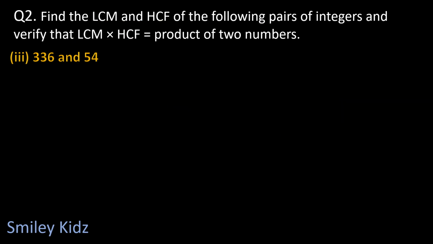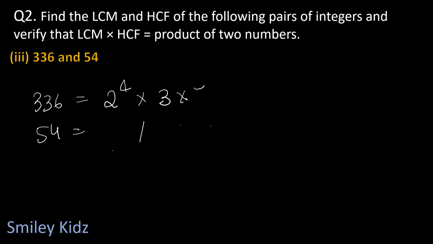Then we have the next pair, which is 336 and 54. Now let's find out the prime factors of each of them. 336 equals 2 to the power of 4 times 3 times 7. And 54 equals 2 times 3 cubed. Now let's find out the HCF and LCM of them.